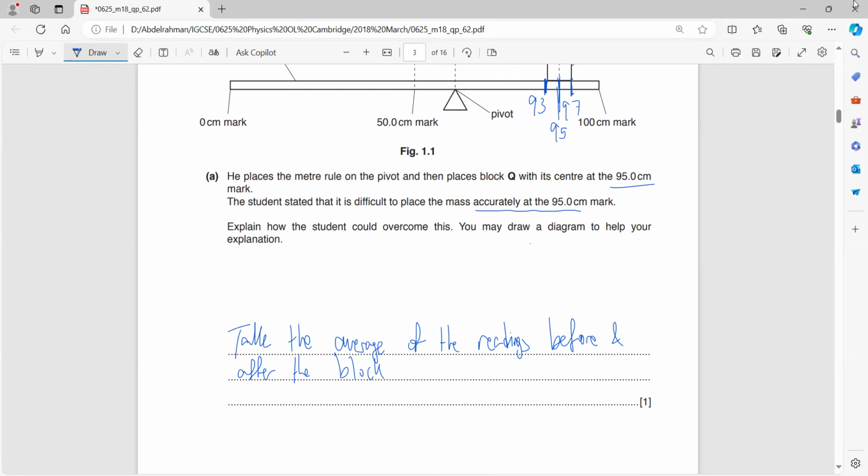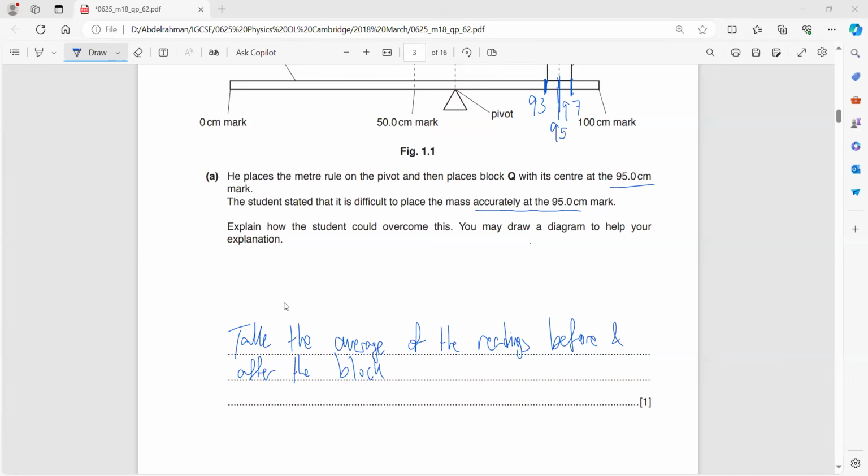Can he move the block slowly until he balances it? Yes, he can move it slowly, but that's not actually the main problem with this question. The block is balanced, but he's not sure that it is on the 95 centimeter mark, and that's the problem. He needs to make sure, so he can measure the distance, for example, of the block and divide by 2 and make sure it's on the 95 centimeter mark. You have many different techniques. Personally, I prefer this technique, which is quite easy to comprehend.